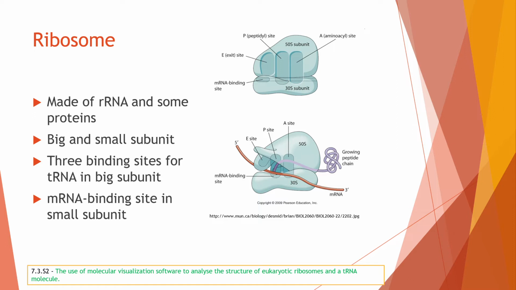On the contrary to that, the large subunit has nothing specific to do with mRNA, but it has three tRNA binding sites, E, P, and A sites, and they will help to arrange tRNAs carrying amino acids in the way which will provide proper sequence of amino acids.